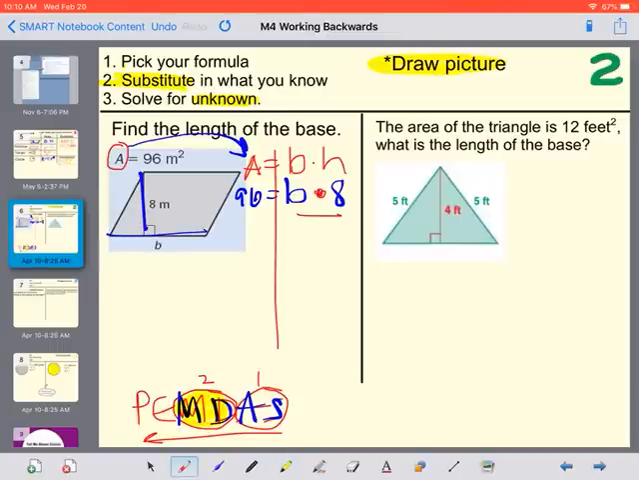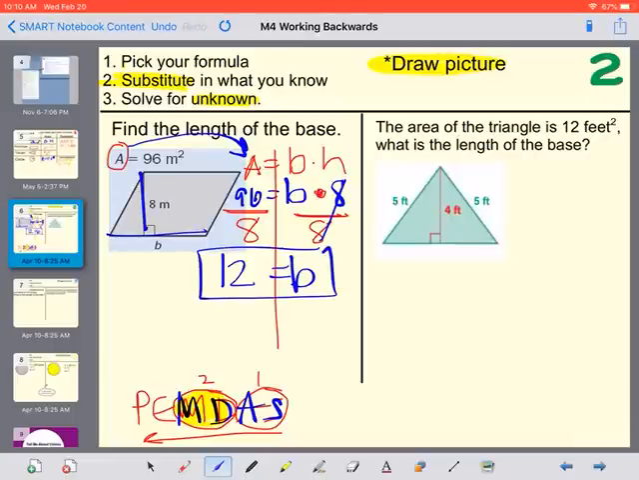So if I divide by 8 on one side, I have to do the other side, same thing. Remember, like lifting weights, if I lose 8 pounds on this side, I have to lose 8 pounds on this side, or gain, or whatever. So the opposite of multiplying is dividing. 8 divided by 8 is just 1, so we have b times 1, or just b. And then we have 96 divided by 8 on the other side. 96 divided by 8 in my calculator gives me 12. So the base of our parallelogram right here is 12. And you can check to see if that works. Does 12 times 8 give you 96? Yes, it does.